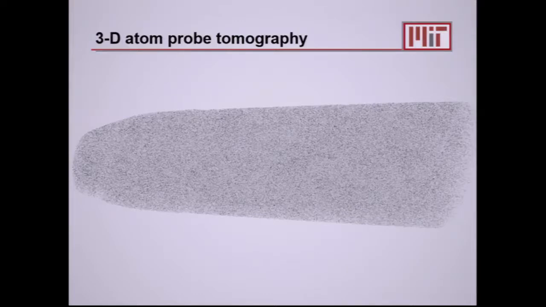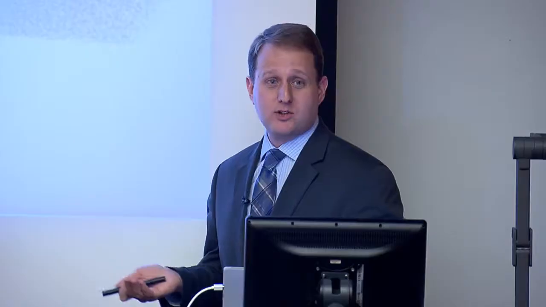And so here is one of our samples. This is nickel tungsten. It's a needle shape. We're ablating it this way. And we've reconstructed it in the computer. And do you see grain boundary segregation? Yeah, good answer. Yes, you do. It is in there. But you actually can't see it.